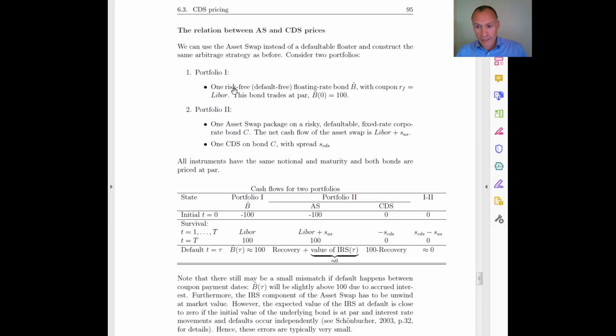Portfolio 1 is still the same, the risk-free floating rate bond with coupon equal to LIBOR, okay? Exactly the same as in the previous case. And now portfolio 2, what I do is I buy the asset swap, okay? So recall what is an asset swap. It's a package, okay, where you buy two things. You buy a fixed rate corporate bond, and at the same time you enter into an interest rate swap. And the net result of that is that you get something that is floating.